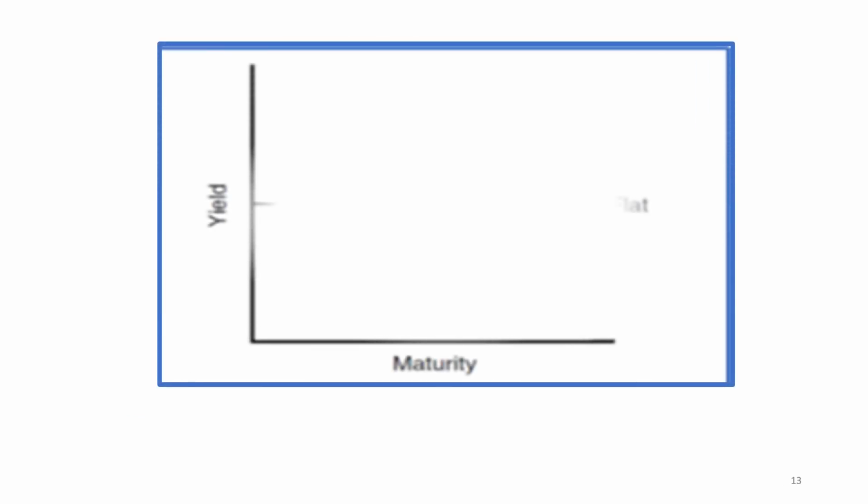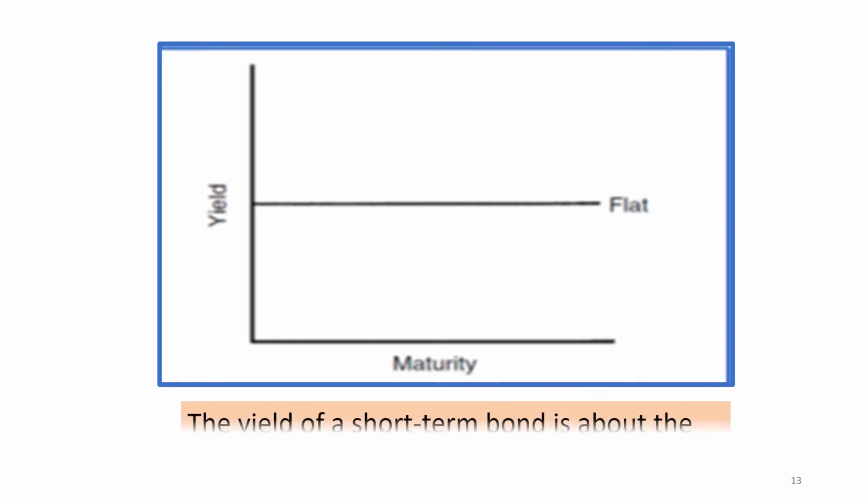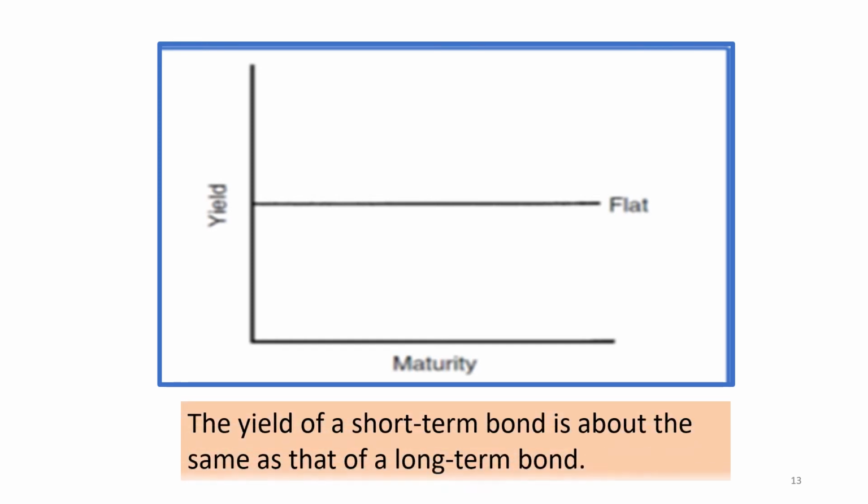A flat yield curve is one in which the yield for all maturities is approximately equal. This means the yield of a short-term bond is about the same as that of a long-term bond. A flattening of the yield curve usually occurs when there is a transition between the normal yield curve and the inverted yield curve, or the market is uncertain about the future direction of the economy.